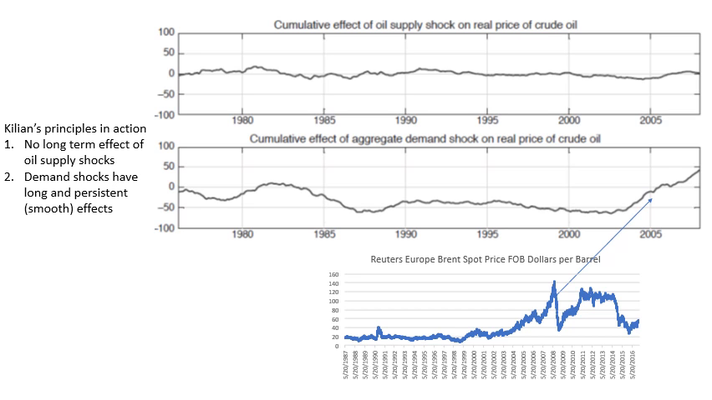Okay, what about demand shocks? Demand shocks that are specific to the oil market have long and persistent smooth effects. So we can see there's much more variation in the real price of crude oil based on demand shocks. Actually, these are not precautionary demand shocks. These are more long-term macroeconomic changes. What I'm pointing to here is the price of crude oil in blue on the bottom, and Killian has decomposed it into the portion that's driven by demand shocks. You can see this upward trend in the mid-2000s, and that's reflected in the blue line there right before the recession.